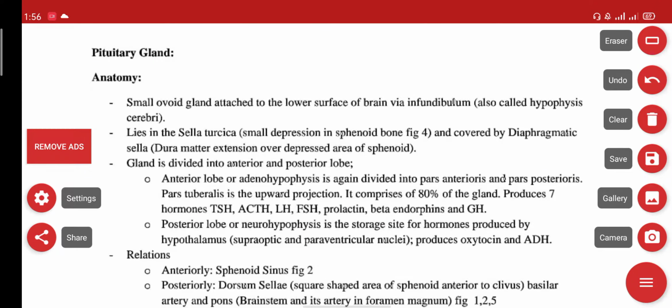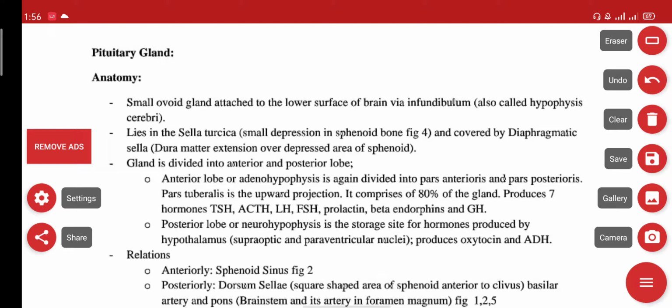Welcome again, and now we will be talking about the pituitary gland. First of all, in this video, we will cover its anatomy. Then we will study its various pathologies and the various pharmacology and treatment, its medical as well as surgical treatment. So all will be discussed. So in short, the whole pituitary gland will be discussed. First of all, its anatomy.